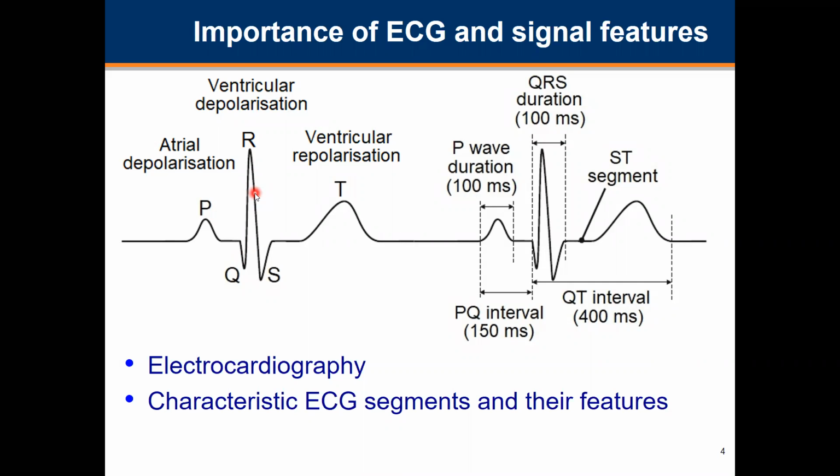Three main characteristic components of the ECG signal are the QRS complex, a segment with steep increase in amplitude followed by a steep decrease. It has the highest amplitude of all segments. The other two are the T wave and P wave, segments with a mild increase in amplitude and longer duration.